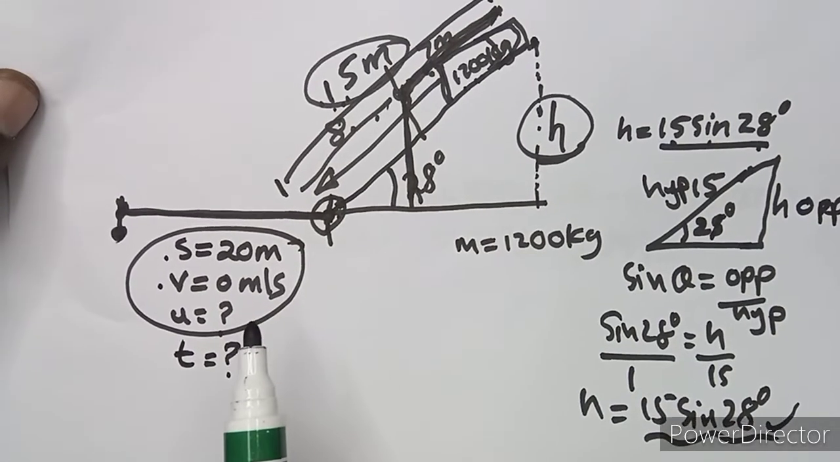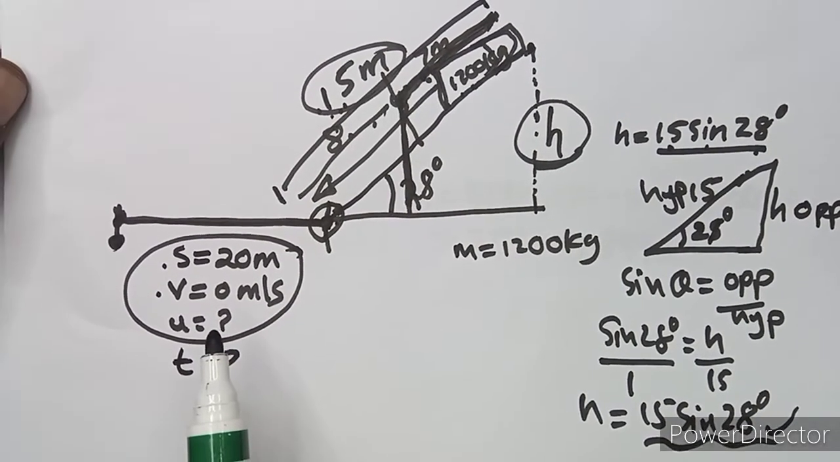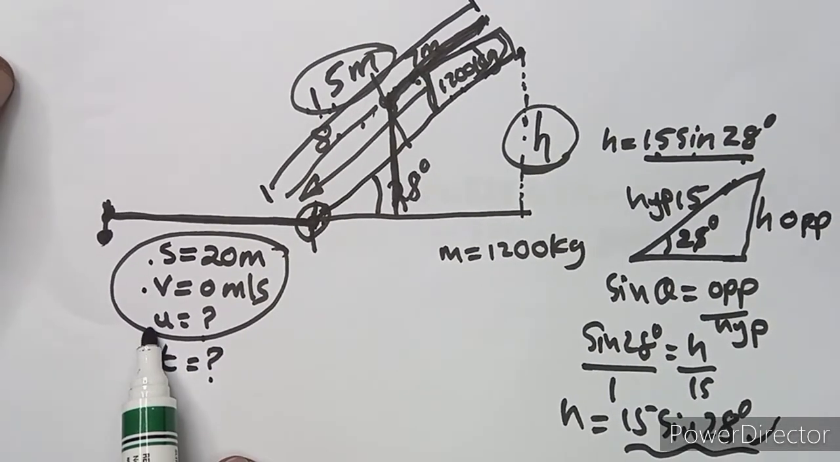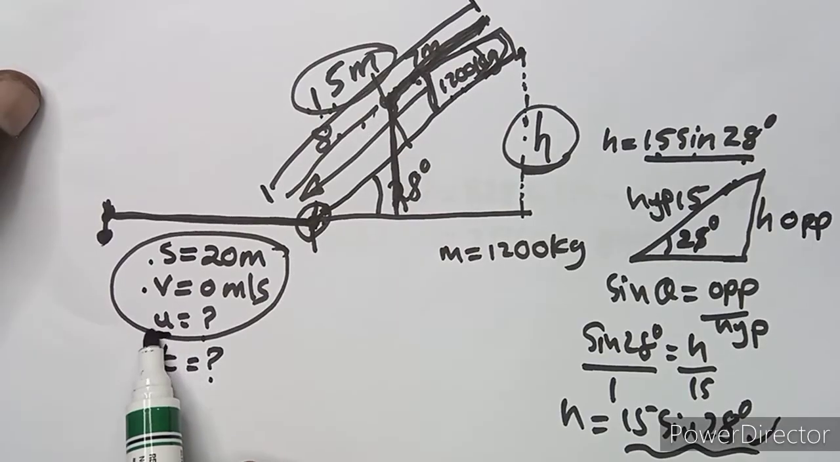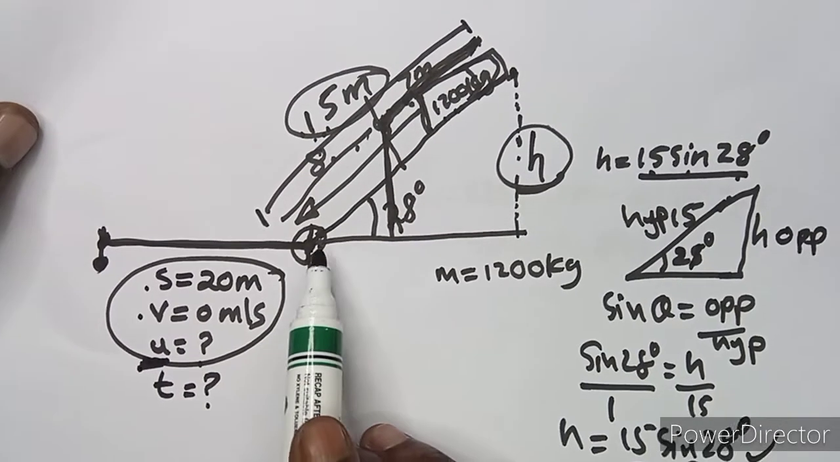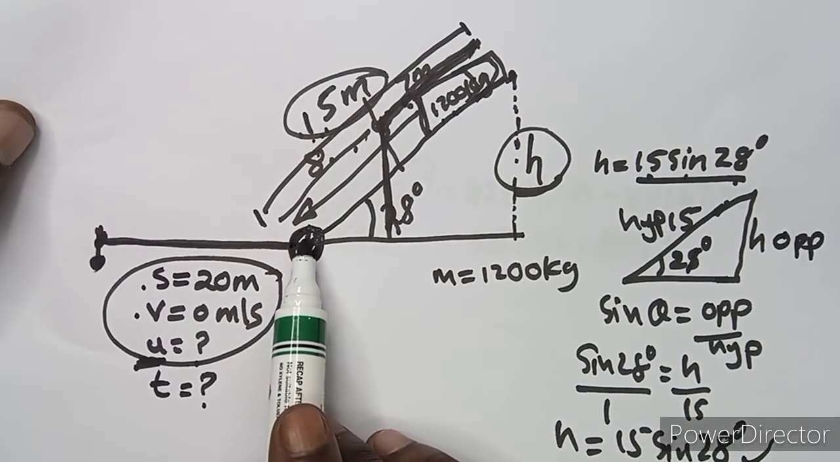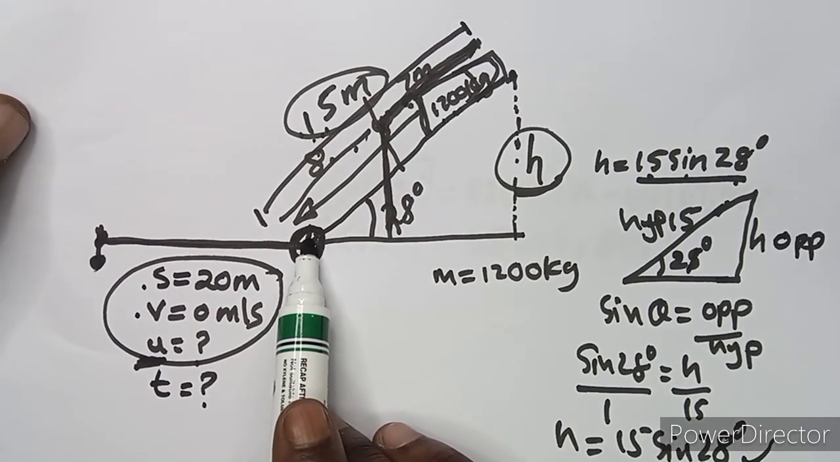Guys, this information is too shallow. We need a lot of information. All right, let's start with the initial velocity. We can have this initial velocity. Why? Because when this car was actually moving, it was using kinetic energy.